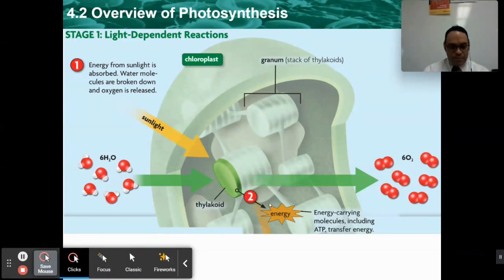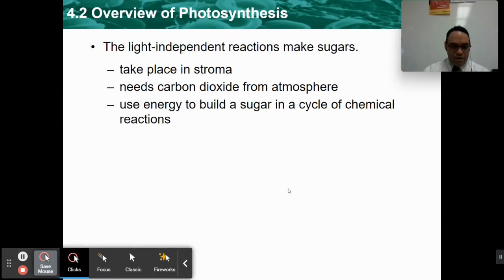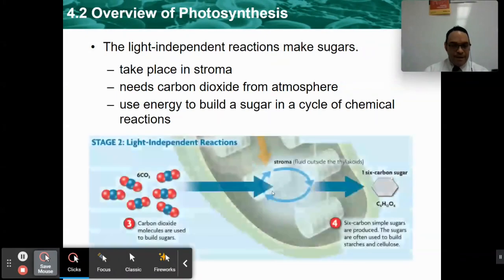Now, in this process, you make some ATP, and that ATP is used in the light independent reaction, which we're going to see now. So, if the light dependent reaction takes place on the thylakoid membrane, or the thylakoid in this case, the light independent reaction takes place in the stroma. The stroma is the fluid that surrounds everything. You need carbon dioxide from the atmosphere for it to work, and it uses chemical energy to build this sugar.